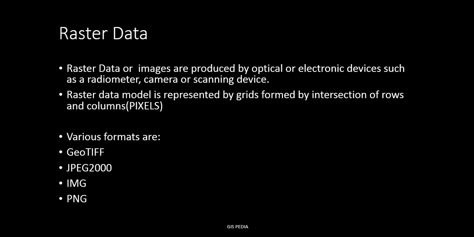Raster data. Raster data or images are produced by optical or electronic devices such as a radiometer, camera, or scanning device. The raster data model is represented by grids formed by the intersection of rows and columns called pixels, which means that each row and column intersect to form a grid, and that grid is called a pixel. Various raster formats are GeoTIFF, JPEG 2000, IMG, PNG, and many more.